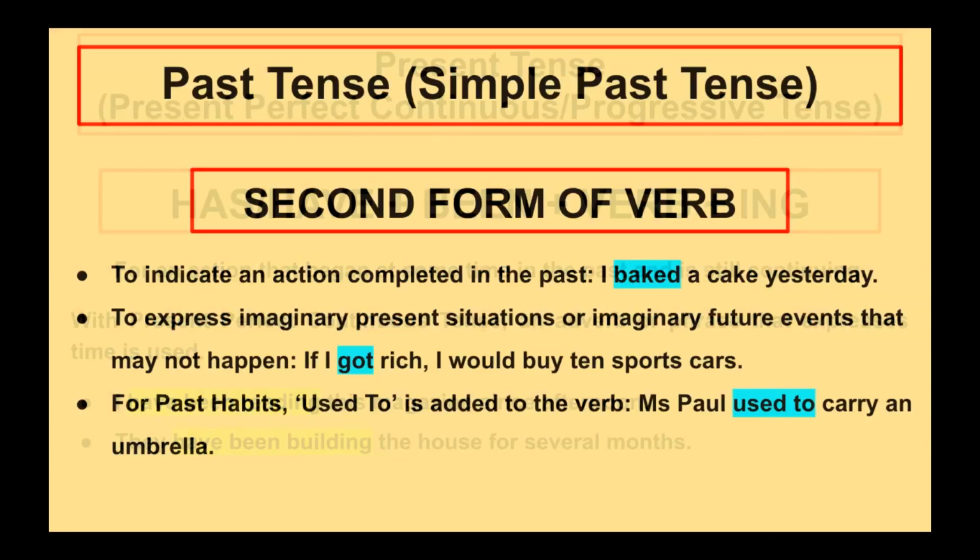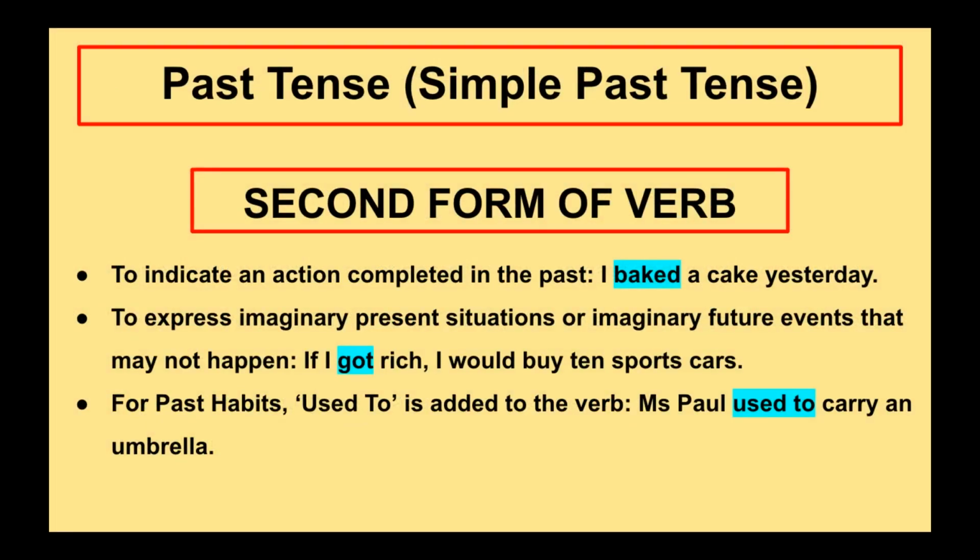Now let us talk about past tense. Simple past tense. The rule is second form of verb. Simple past tense is used to indicate an action completed in the past. I baked a cake yesterday.